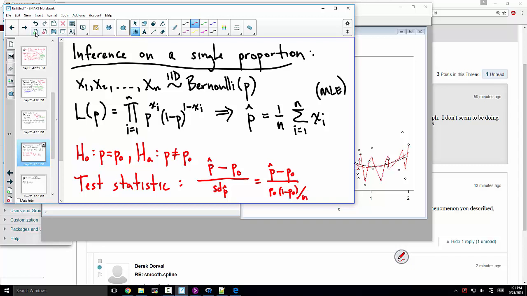over n, square rooted. Under the null hypothesis, the expected value of any one of these Bernoullis is p, and the variance of any Bernoulli is p times 1 minus p. So the denominator of that statistic comes from that result for Bernoullis. But long story short, here is the single proportion. You want to do inference on a parameter p. One way you can do it is maximum likelihood. That gives rise to this test statistic, and if the null hypothesis is true, this is standard normal. So you could get a p-value by putting your test statistic up against the standard normal and computing a tail probability.